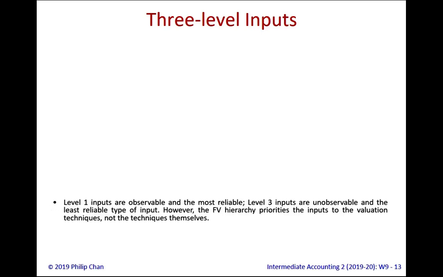To begin with, let's start with the basic information. We know that level 1 inputs are the most observable and most reliable, and level 3 inputs are unobservable and the least reliable. However, the fair value hierarchy prioritizes the inputs to the valuation techniques, not the techniques themselves. So the standard only requires you to choose the input which is the most observable one. Level 1 would be the most preferable, and that's the hierarchy here. But the techniques themselves are up to you to choose, to fit the circumstances.